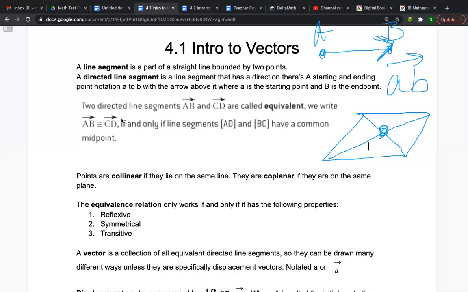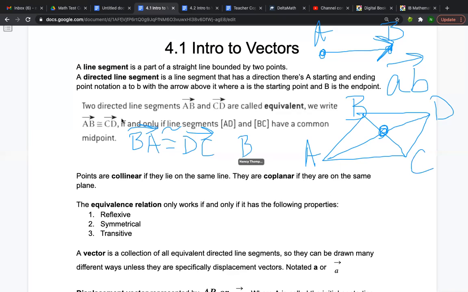So I could call this A, D, B, C. So now I can say that AB is equivalent to CD and it works in the opposite direction. So we could also say that BA is equivalent to DC. And we could also do it for the other side. So we could also say that BD is equivalent to AC and vice versa in the other direction. I think you get the point.